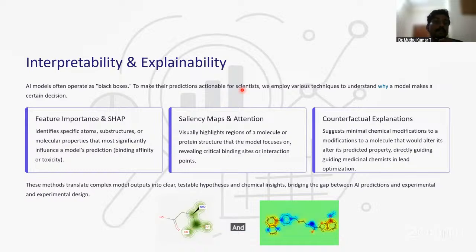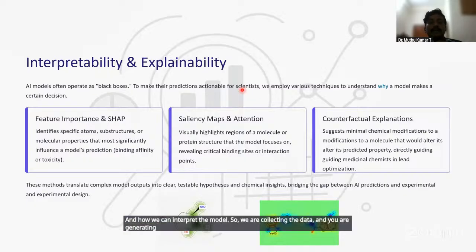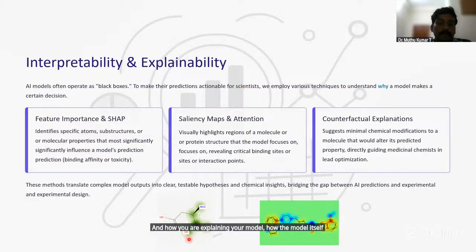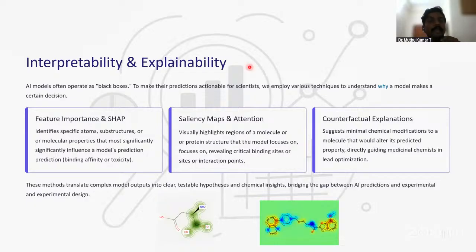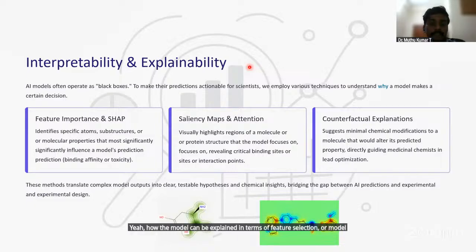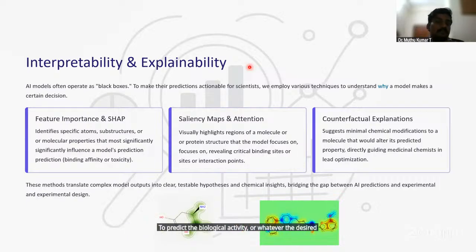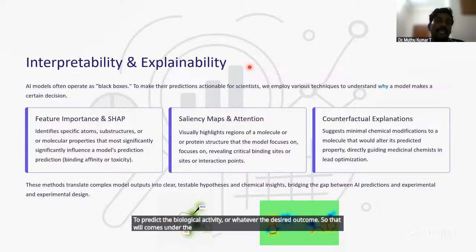And how can we interpret the model? We are collecting the data and generating the model, and how do you explain your model? How can the model be explained in terms of feature selection or model feature identification? There are some techniques to identify what chemical characteristics actually help to predict the biological activity or whatever the desired outcome. That comes under model interpretability.